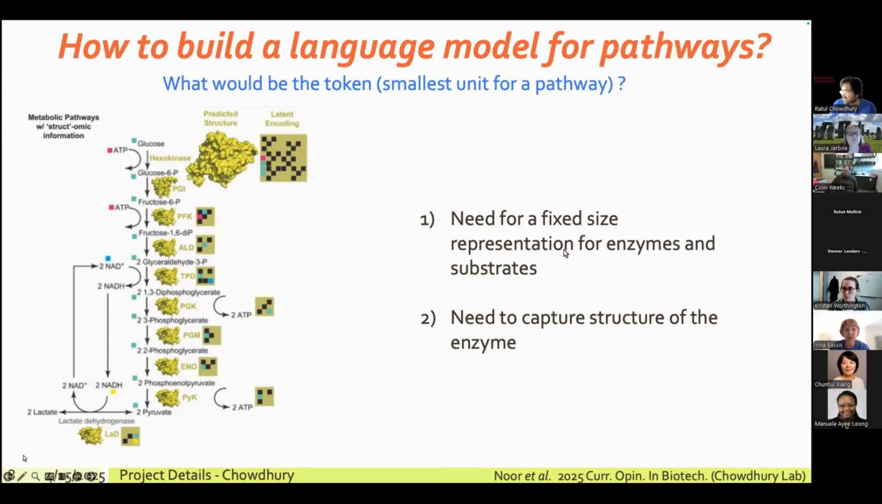So we need a fixed dimension for enzymes and substrates, which we showed in the previous case how to do. But what we haven't done so far is capture the structure. We were purely reasoning on sequences, and we were operating on the small molecules. But how do we incorporate information about the structure of an enzyme here?